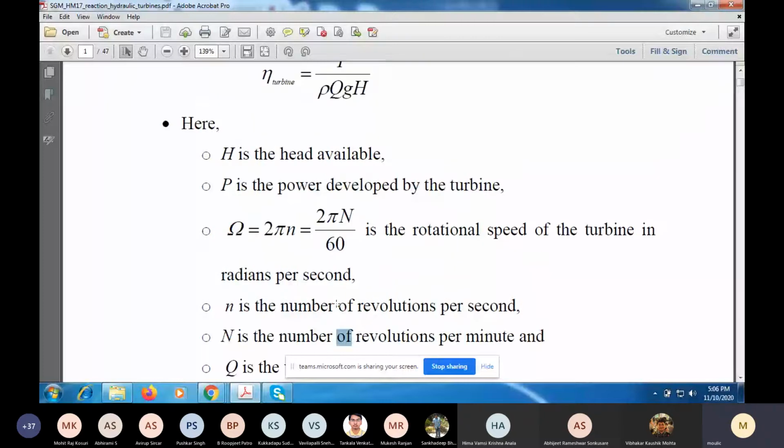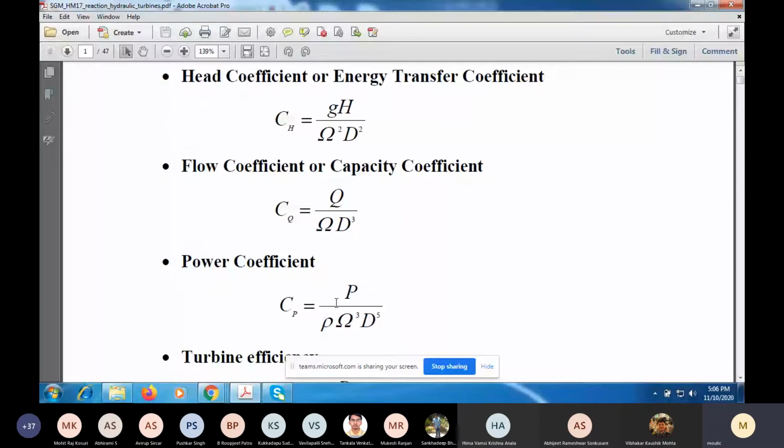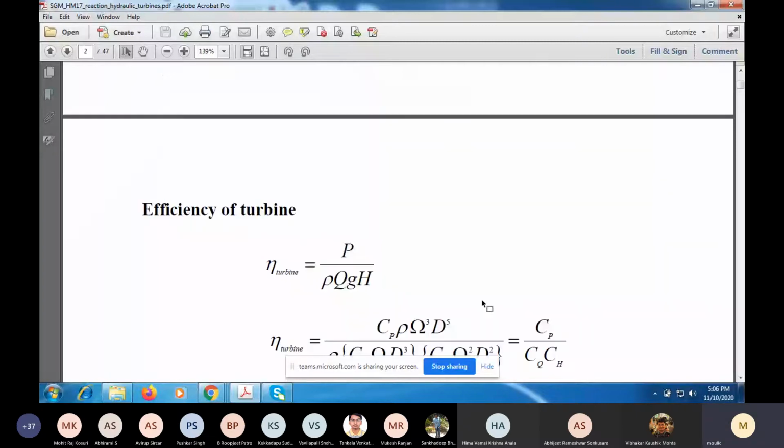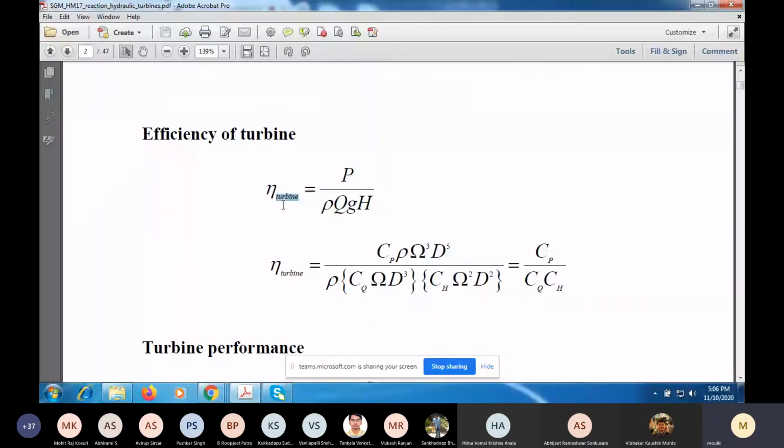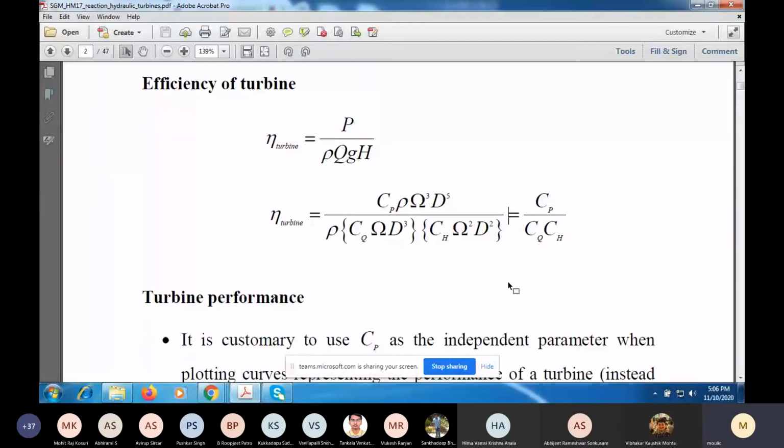All right, now the efficiency we can write in this way. Instead of P, I can write Cp into rho omega cubed D to the 5. Instead of Q, I can write Cq into omega D cubed. And instead of gH, I can write CH into omega squared D squared. So this turns out to be the ratio of Cp to the product of Cq and Ch.